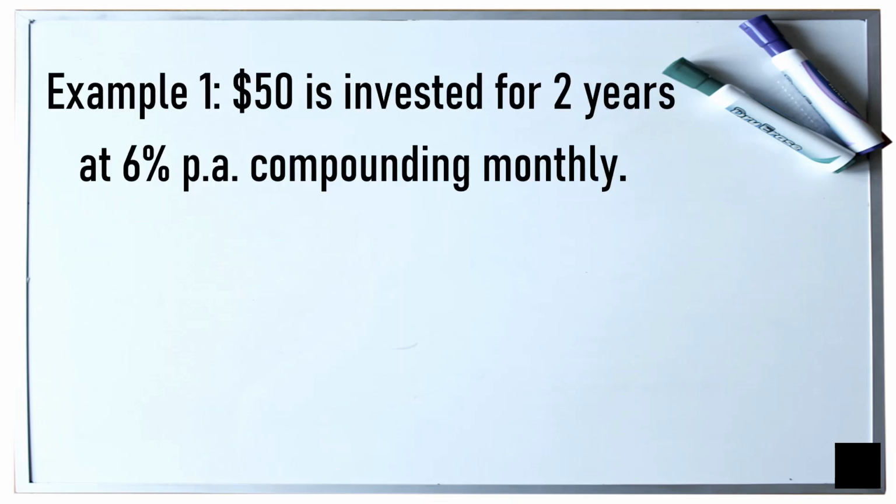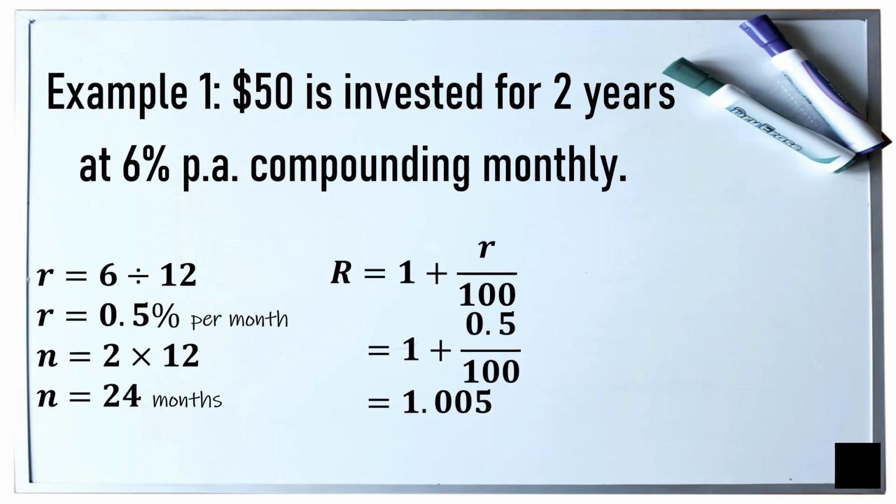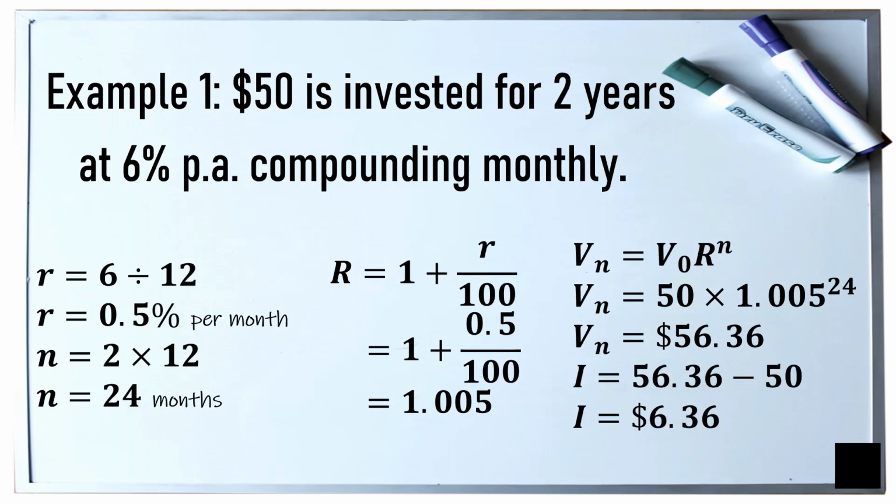We saw this example in the previous video, so we're just going to quickly recap it. We worked out our lowercase r is going to be 0.5% per month. Our N is 24 months. Our capital R was 1.005, and then when we put it into the formula, we got a total value of $56.36 or interest of $6.36.